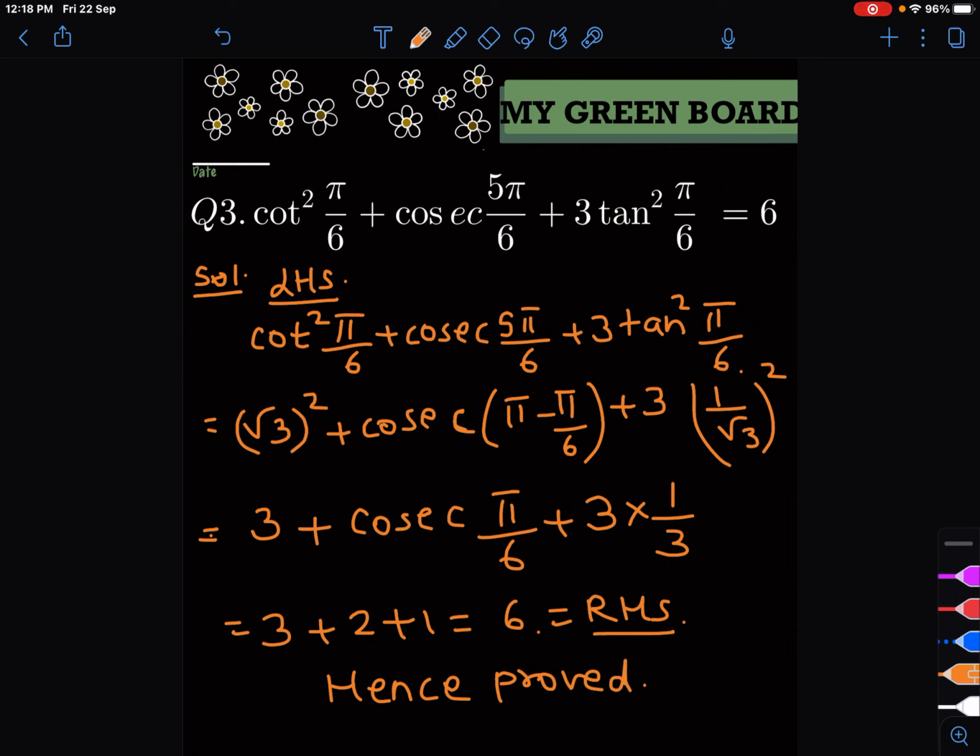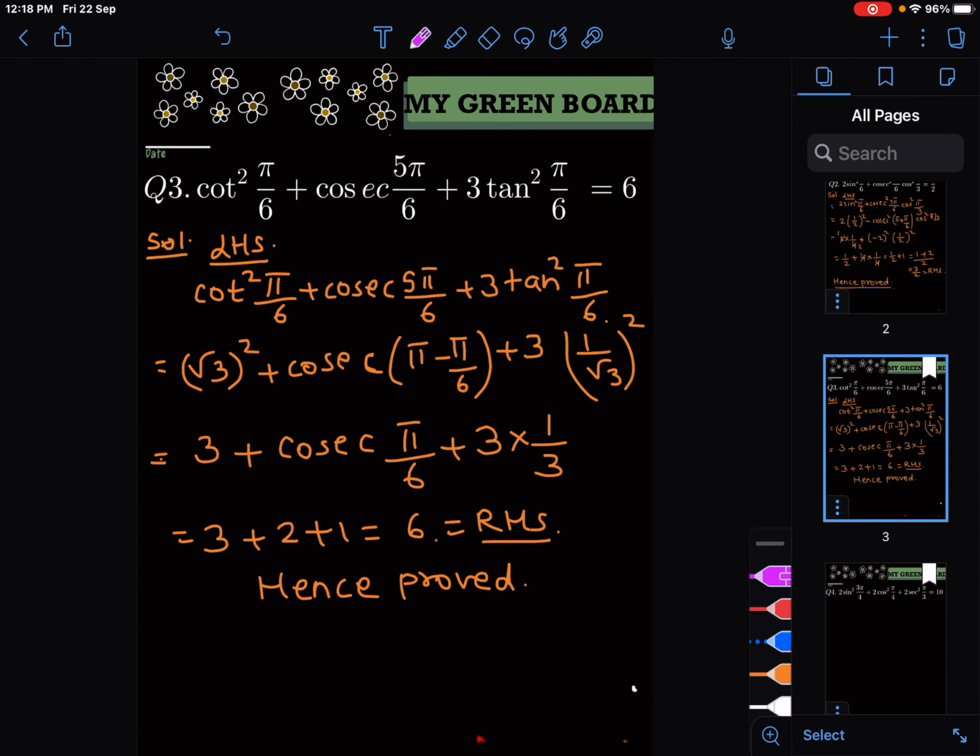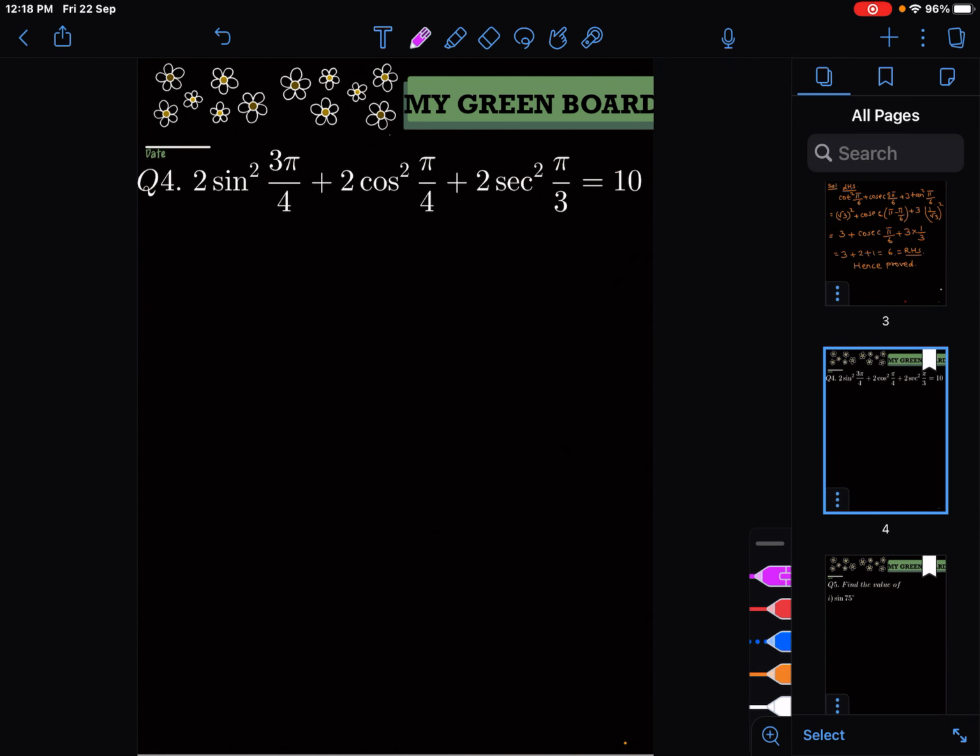See children, whatever this value is there, you have to take that value, because we are putting this sign here as plus or minus. So the next value, degree or radian, you have to put it here and find the value of that. You need not write this pi again. Got it? Okay, so let's go to the next question, the fourth question.